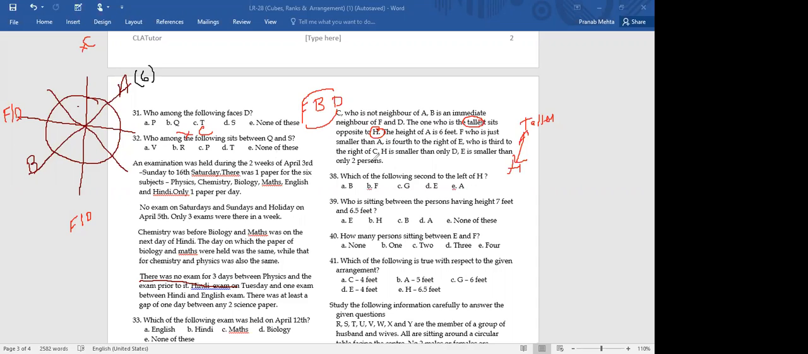E, who is third to the right of C. Now E will be third to the right of C. Now from here, I think we can get some information. E should be third to the right of C. I cannot have E here because I cannot put C here. So the only positions where I can put C are here and here.